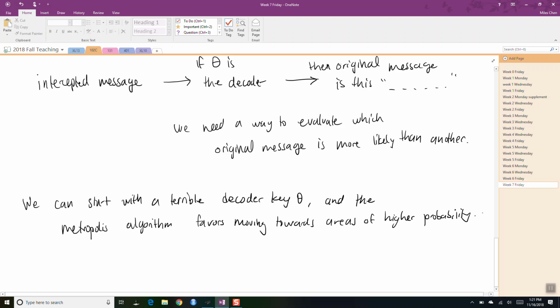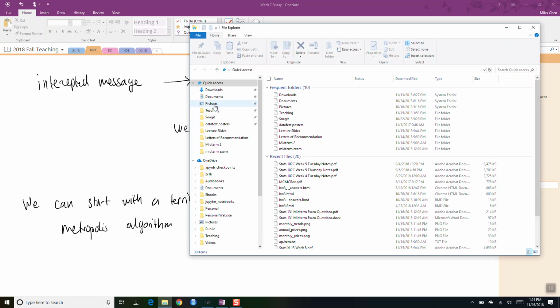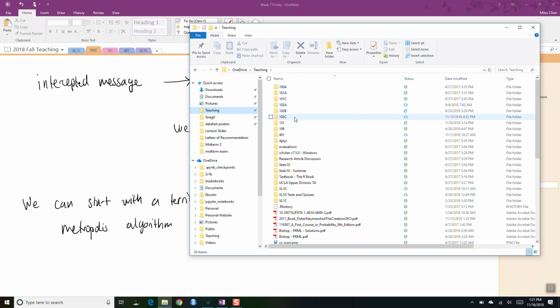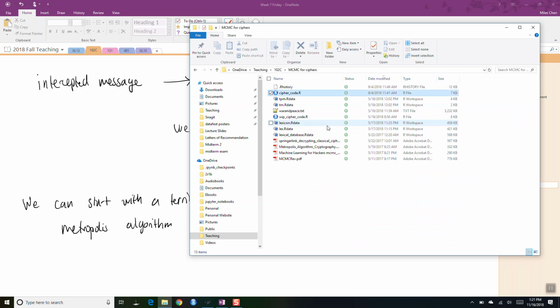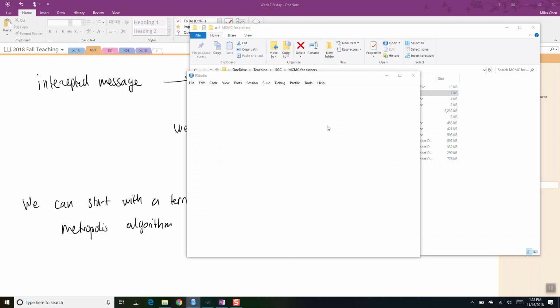Okay. All right, so I have all of this coded up here. It's a big chunk of code, but I think I can talk through it and make sense of it here. Okay, so here's my cipher code, all right?